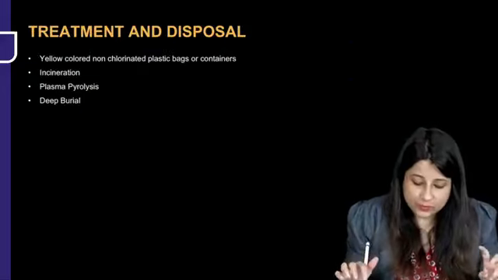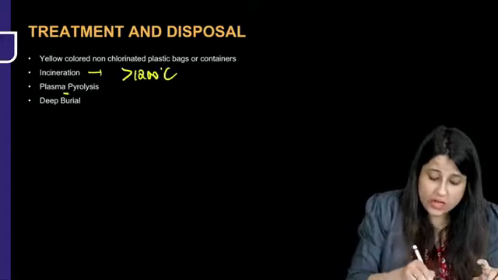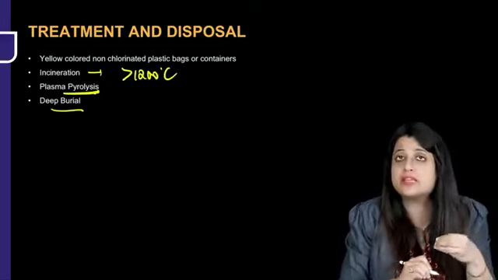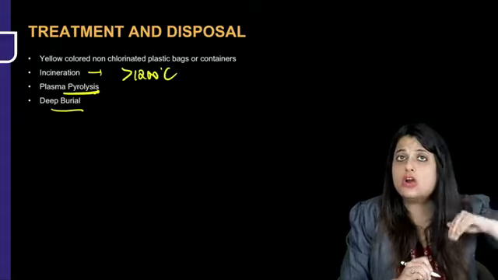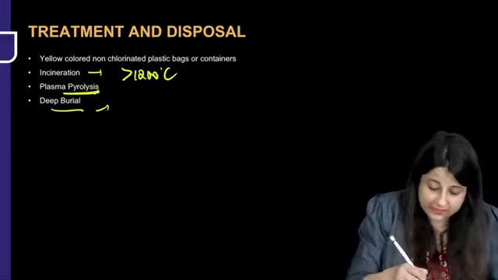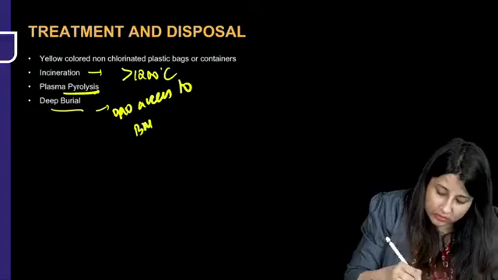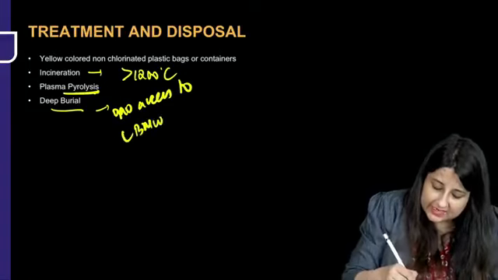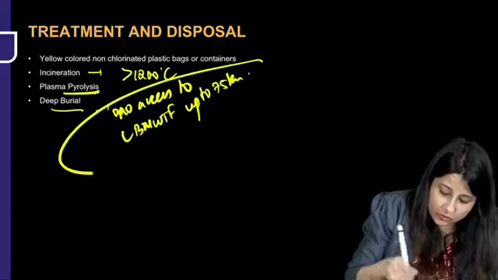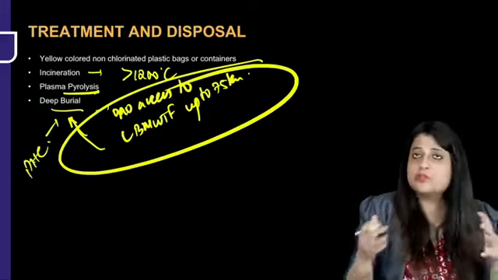Now treatment and disposal: incineration is done where the temperature is more than 1200 degrees C, or plasma pyrolysis if that is not available, or deep burial. Now suppose there's a PHC, it might not have an incinerator, or it has no access to a common biomedical waste treatment facility within 75 kilometers. There is no access to this. Then we can go for deep burial, like this is being done in certain PHCs.